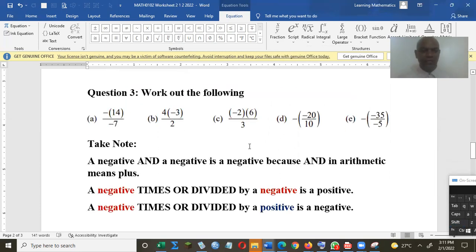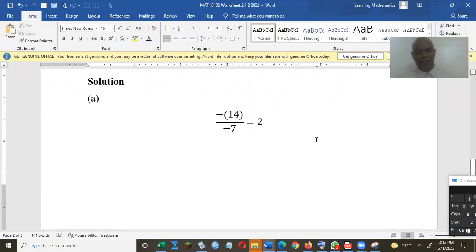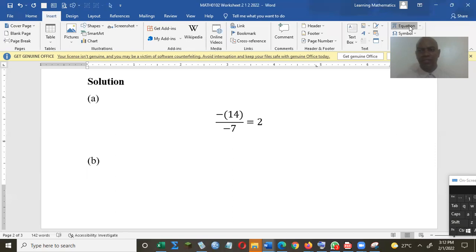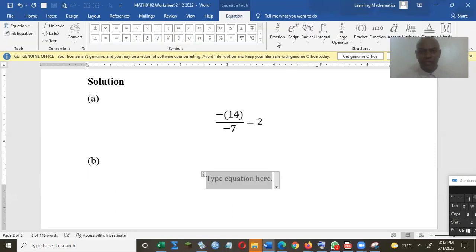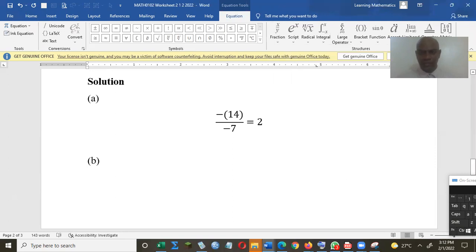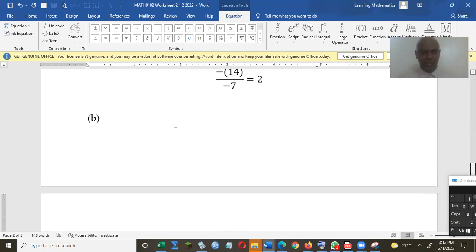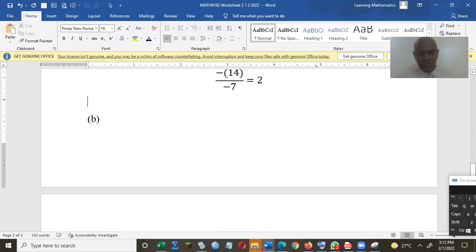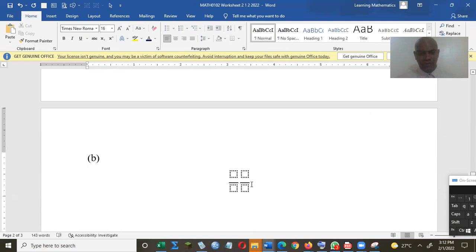Here you have 4 times negative 3 divided by 2. So go to B, go back to Insert, go back to Equation, go back to Fractions, stacked fractions. Okay, looks like it went right down there because it was on a new page. There's only one we need.